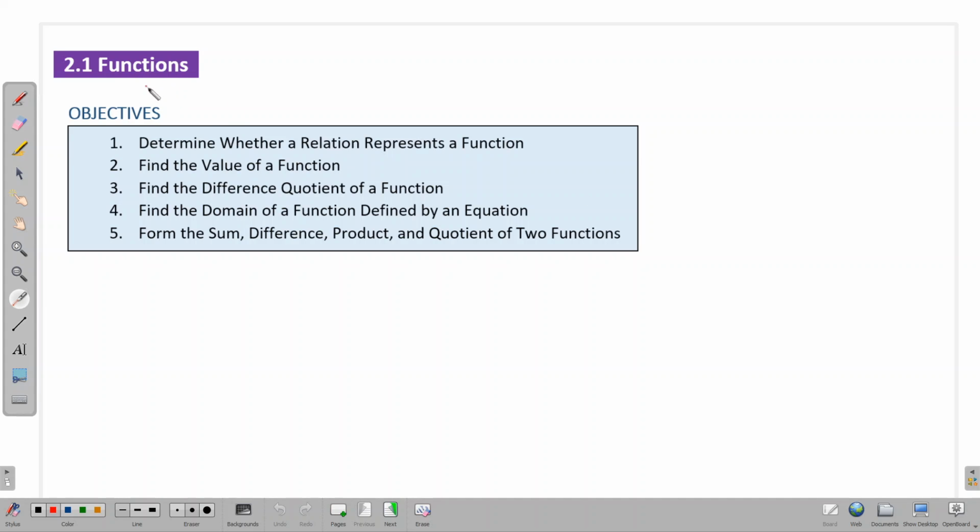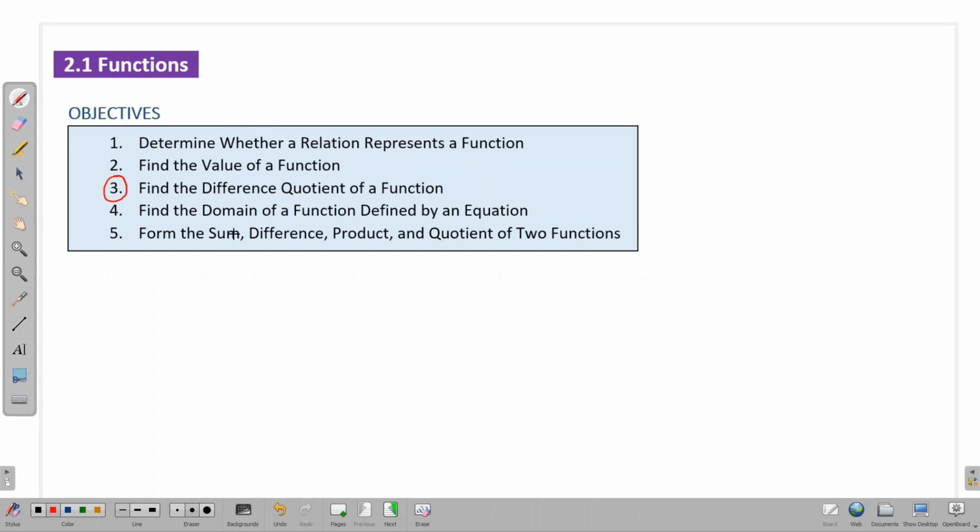This video covers section 2.1 functions. For those of you that took college algebra last year, this entire section should be review. However, one objective in particular we want to pay close attention to, which is finding the difference quotient.